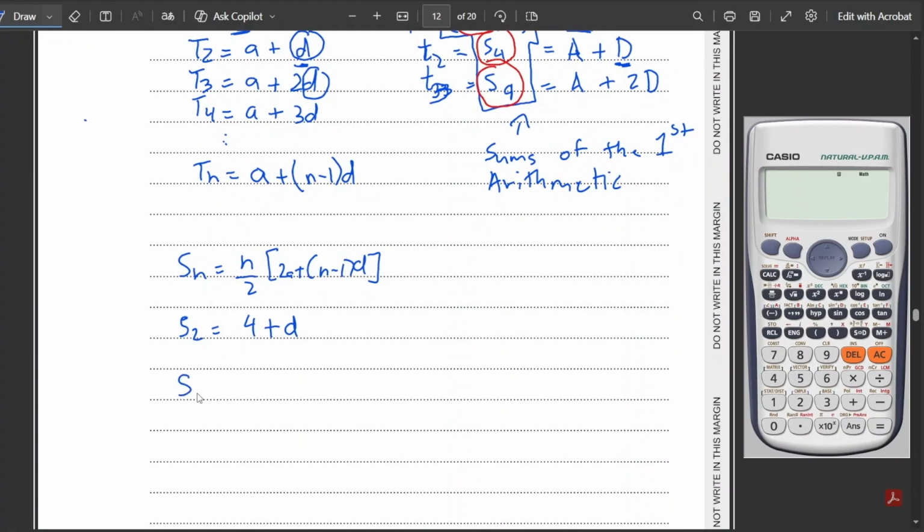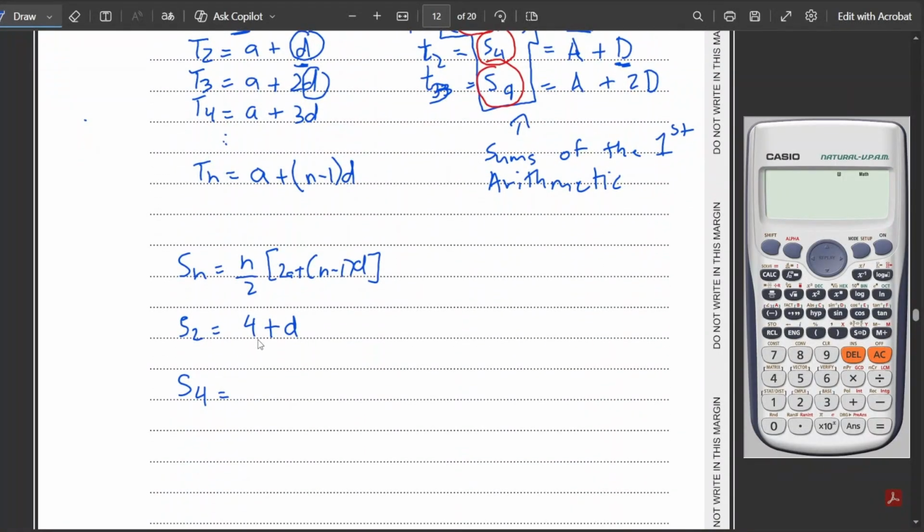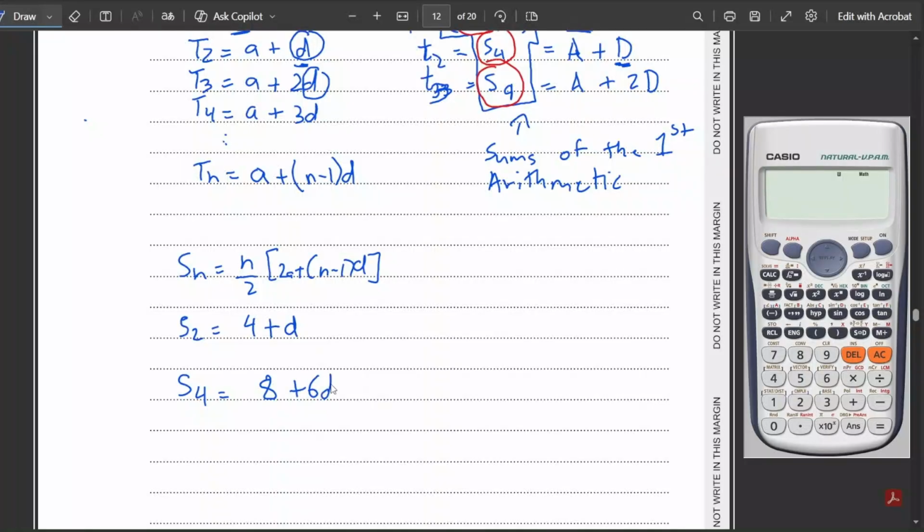Now, let's find out what S4 is going to be. So I'm trying to find S2, S4, and S9. What is S4? So S4 is going to be 4 over 2 times 2 times 2 plus n minus 1. So n is 4, 4 minus 1 is 3, so 3d. And so 2 times 2, this part becomes 4. Then I multiply this 2 over here with this 4 and over here with this 3. So I get 2 times 4 is 8. So I write 8 over here. 8 plus, and 2 times 3 is 6. So 8 plus 6d is going to be my answer. 8 plus 6d.